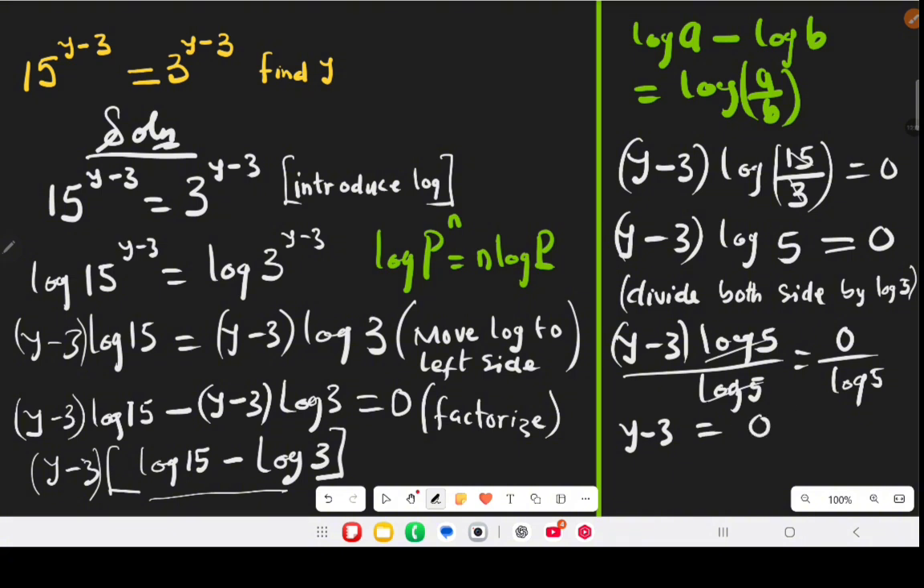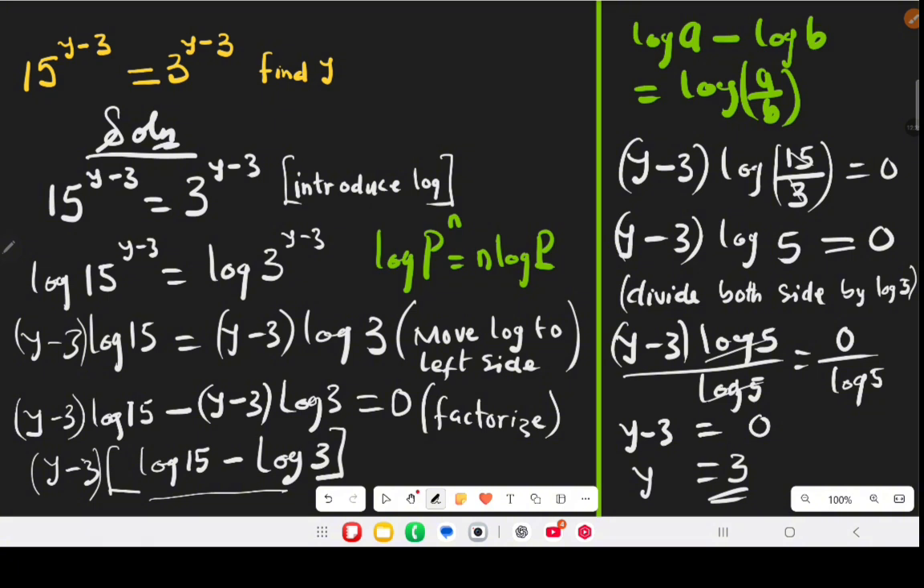Now to get y, when we move minus 3 to the other side of the equal to sign, it changes to plus 3. Plus 3 plus 0 gives us 3. So y is equal to 3. When you apply the law of logarithm to solve this type of problem, you will get 3.